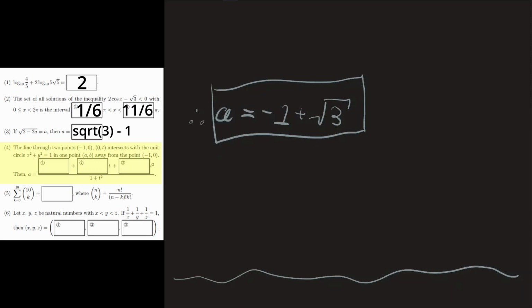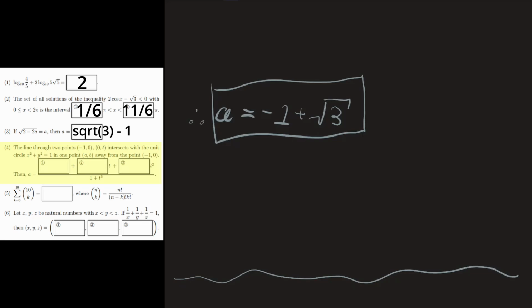Next is question 4, which says the line through 2 points, -1, 0 and 0, t, intersects with the unit circle x squared plus y squared equals 1 in one point a, b, away from the point -1, 0. Then a equals to something. So this question looks pretty complicated, at least I thought so when I first saw it, and the wording definitely doesn't make it easy either.